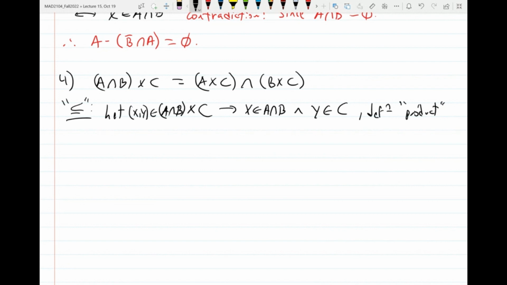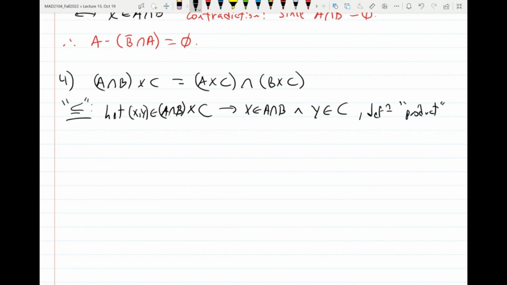Remember, a Cartesian product of two sets is a set of ordered pairs where the first guy is an element in the first set and the second guy is an element in the second set. That's the definition. Okay? So by taking an element here, it's a pair, and the first one is coming from A intersection B, the second one is coming from C. Right? And now you see how this is going to go, right? Because now this intersection breaks, this is already an AND statement. This intersection breaks into another AND.